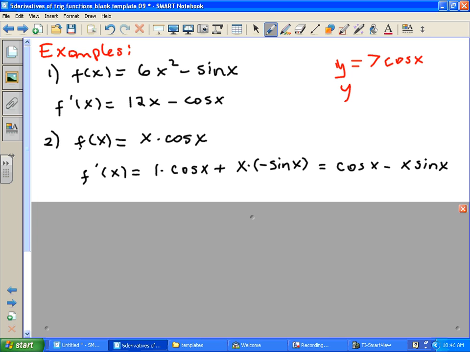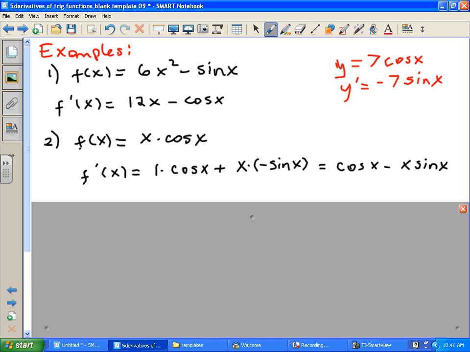So y prime would be negative 7 times sine x. In that case, you have a constant multiple. Just like we learned in the last section, if you have a constant multiple, you don't really need to apply the product rule. Although you could apply the product rule, but one part is going to be 0, it's going to drop out, you get the same answer, but there is no need, basically.